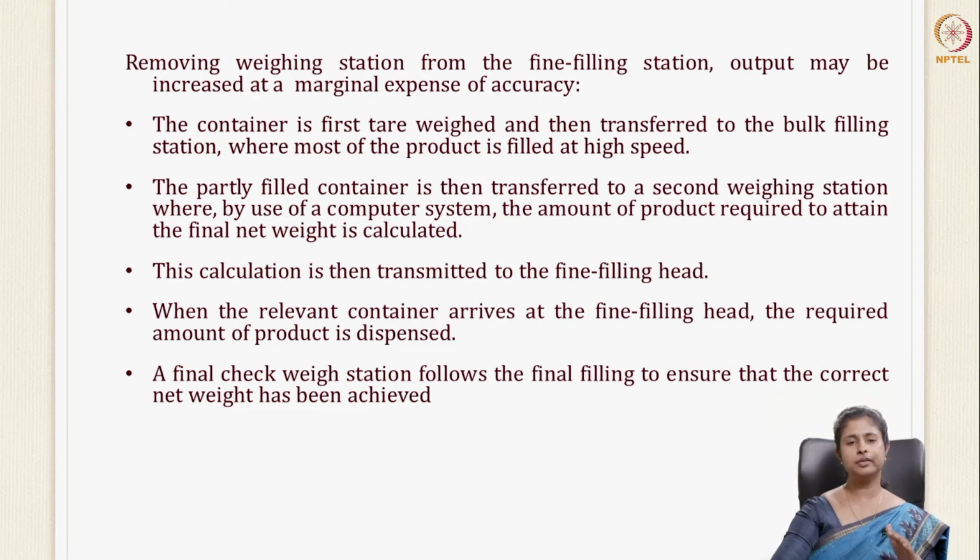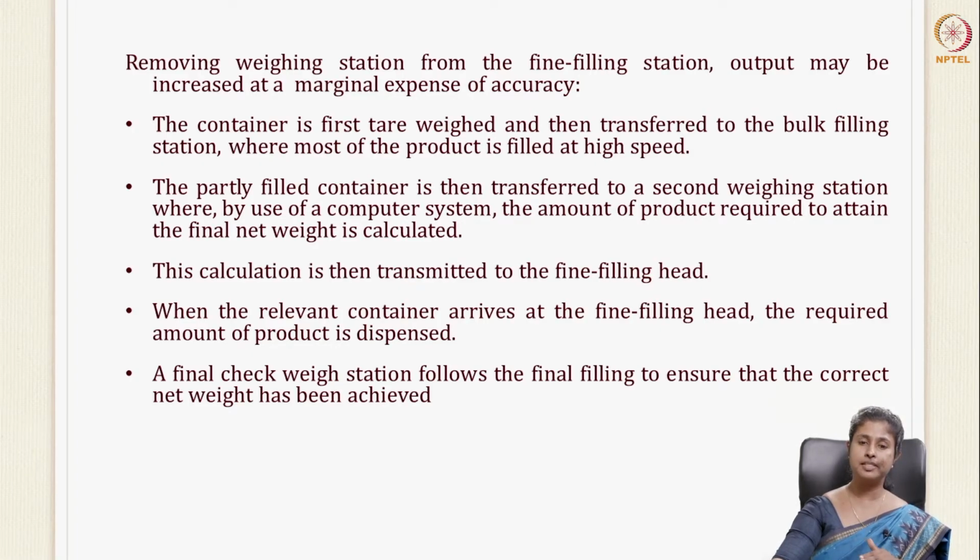There's another method in which the container is first tare weighed, that is, it's made 0. And it is transferred to the bulk filling station. And here the maximum amount of the product is added at high speed. Now this partly or almost completely filled container is transferred to a second weighing station.